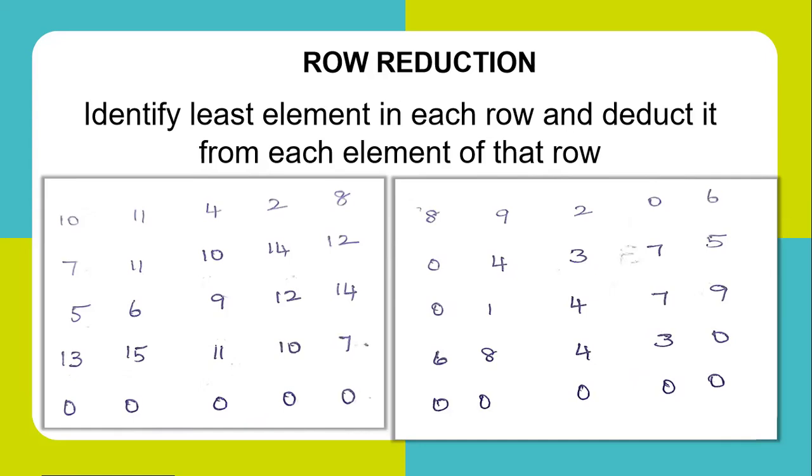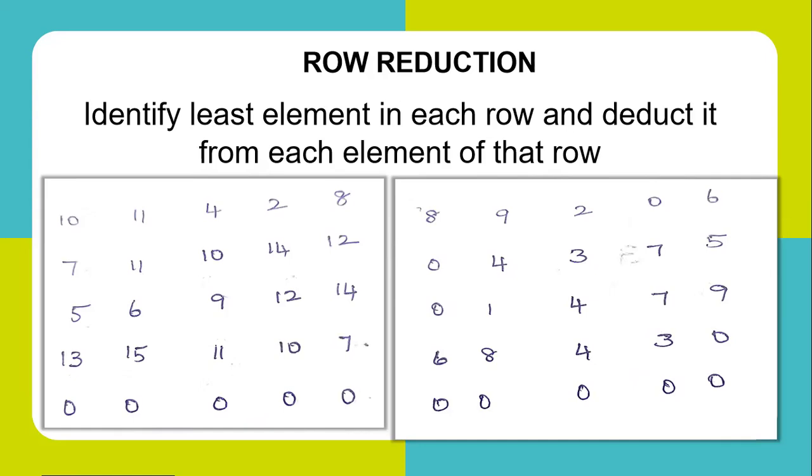With the row reduction done, we proceed with the column reduction also. For column reduction, we identify the least cost element for each column, and that particular element is deducted from each element of that particular column. Say, for example, here in the first column, we have 0 as the least cost element, which is deducted from each element of that column, like 8 minus 0, 0 minus 0, 0 minus 0, 6 minus 0, 0 minus 0.